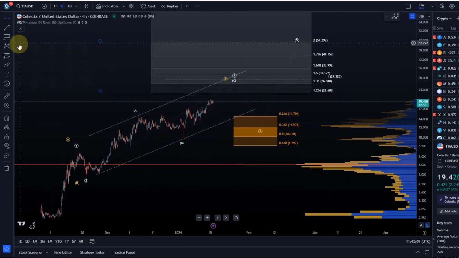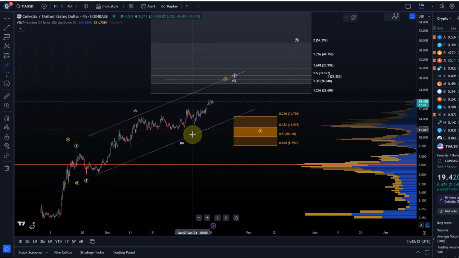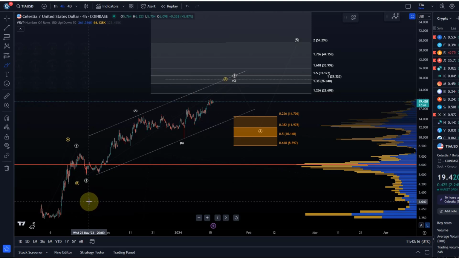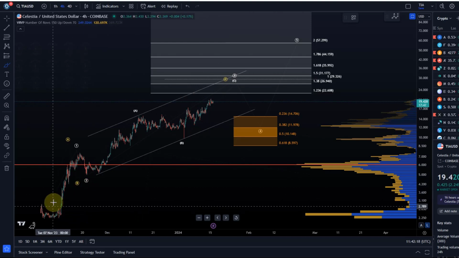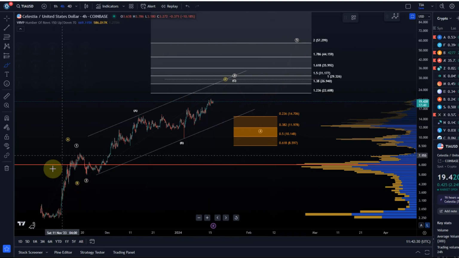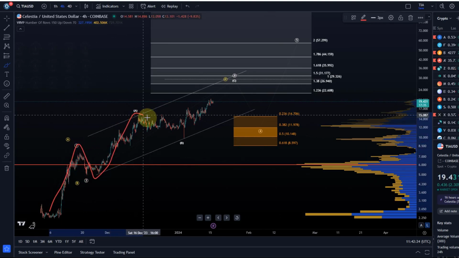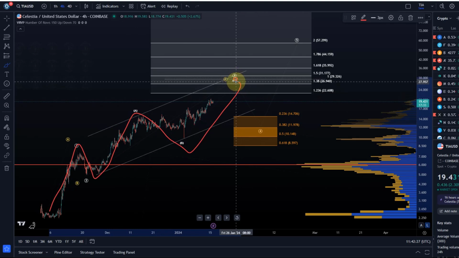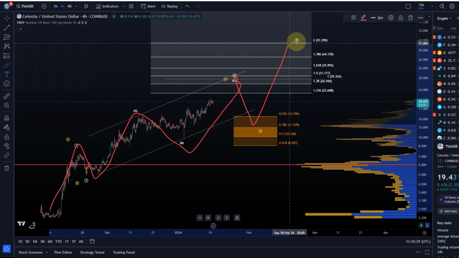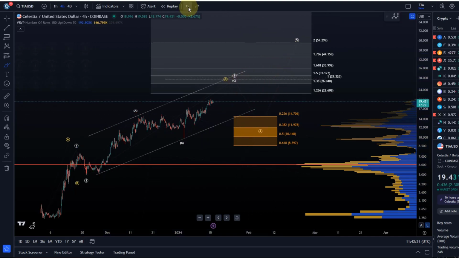I showed you the ABC scenario in which we might be moving in a wave C at the moment. And that's the more bullish scenario: we are in a diagonal pattern in which this is a wave 1, this is a wave 2, this is A, B, C of wave 3. Then we should get a wave 4 at some point and a wave 5. Now for this scenario particularly, the wave 4 support area is going to be relevant for the continuation of the uptrend.